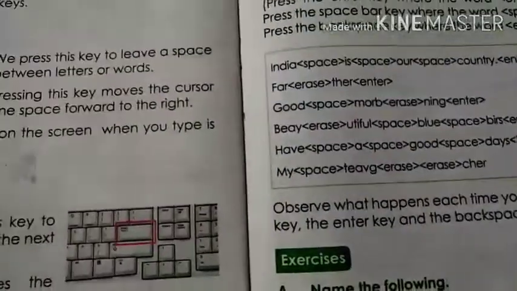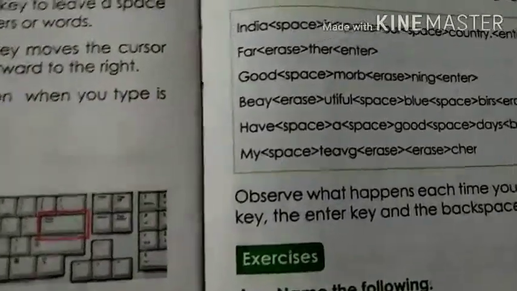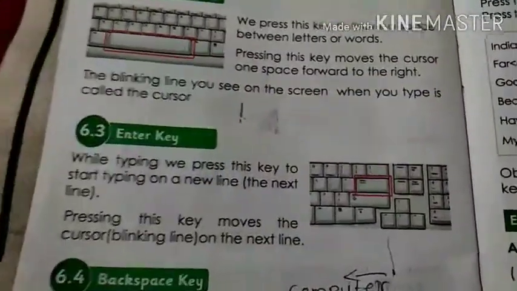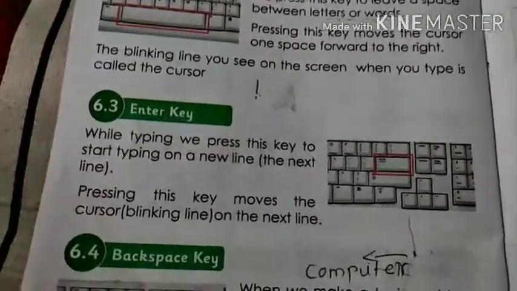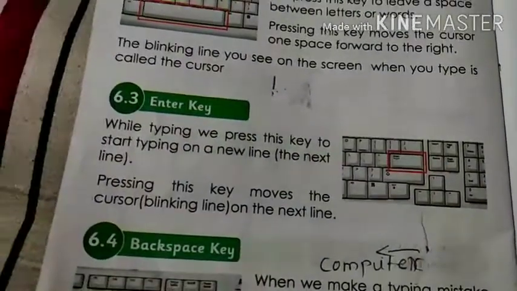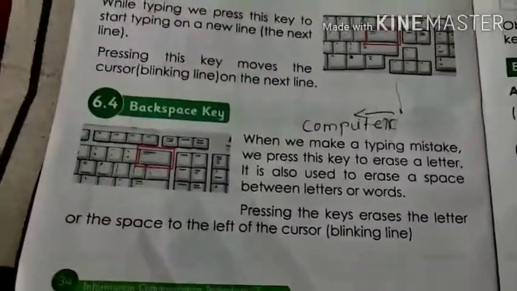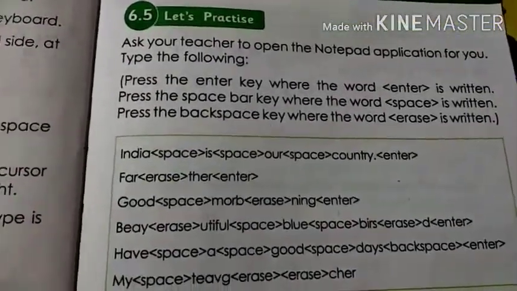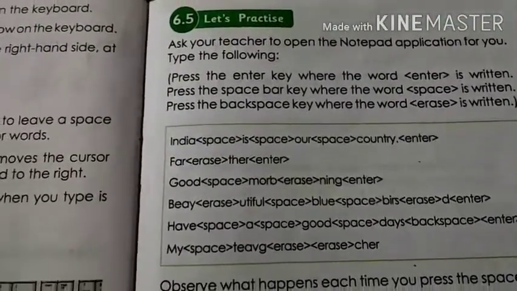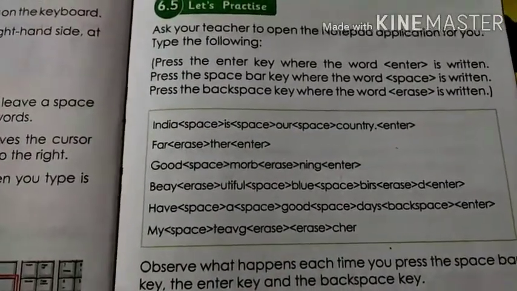But before that, I want to revise one thing that we have learned about the 3 special keys, that are spacebar, enter key and backspace. The spacebar key is used to leave a space. The enter key is used to come on the next line or new line. And the backspace key is used to erase mistakes or if you want to erase a space. Ask your teacher to open the Notepad application to type the following. When school starts, I will make sure to take your practice on Notepad.